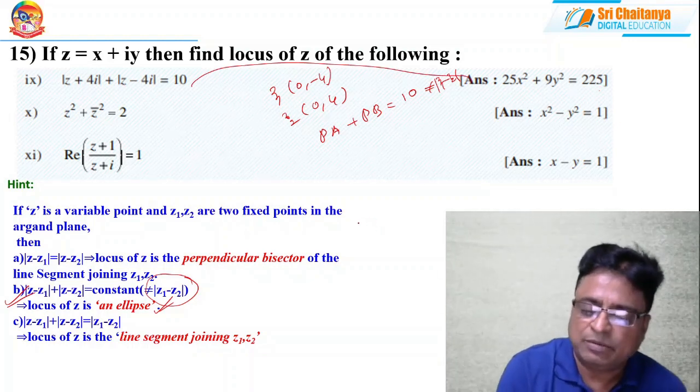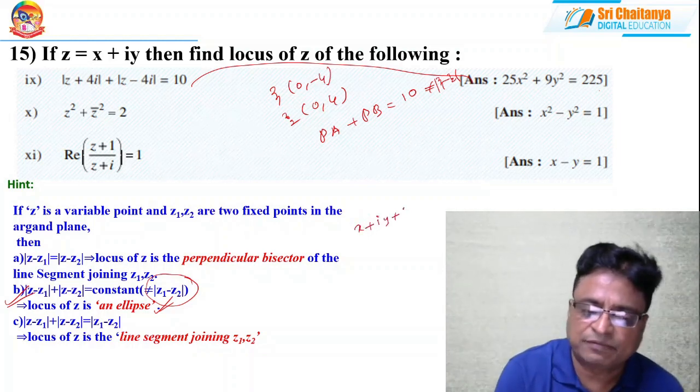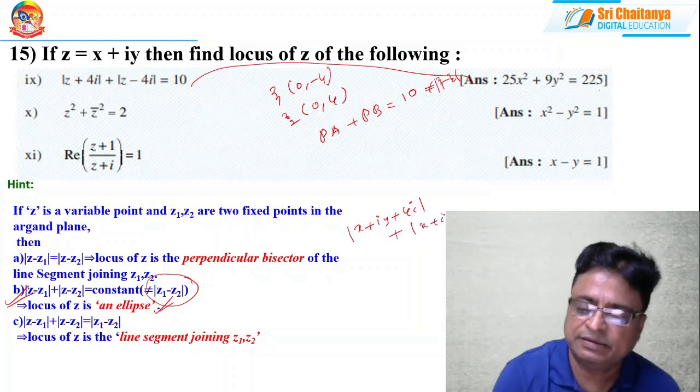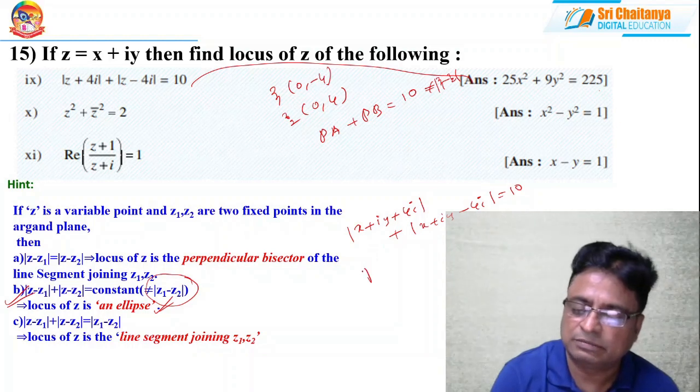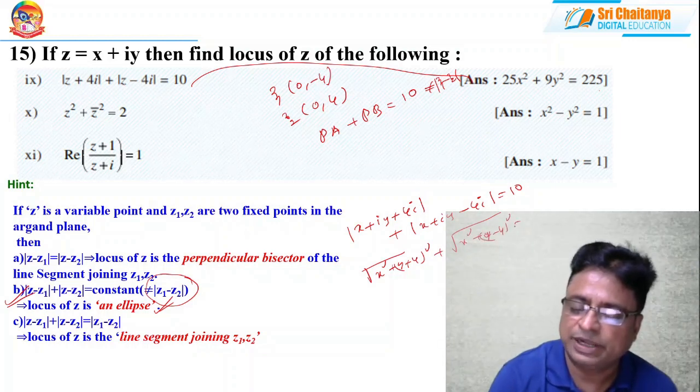It's very simple. Mod of z plus 4i means mod of x plus iy plus 4i, plus mod of x plus iy minus 4i, equal to 10. This is nothing but square root of x square plus (y plus 4) whole square, plus square root of x square plus (y minus 4) whole square, equal to 10.